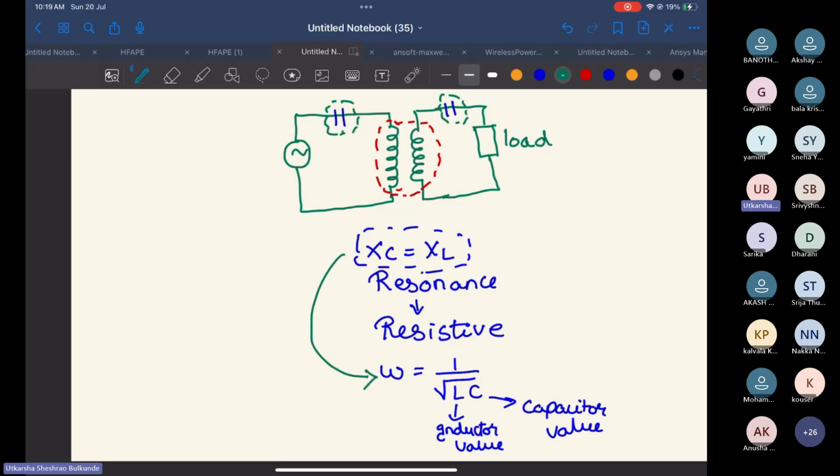So the condition on the switching frequency, this is actually known as the resonant frequency, is omega equals 1 upon under root of LC. So this much you understood?